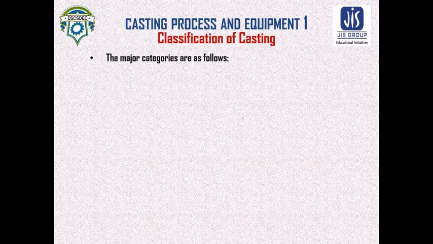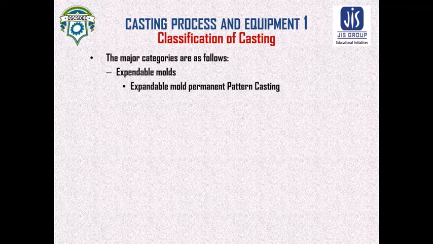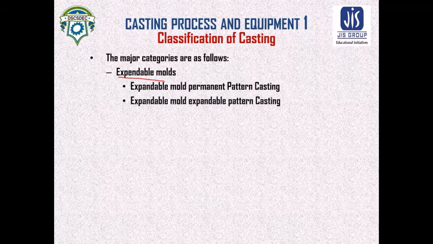The major categories follow: expendable mold casting. In case of expendable mold casting, the mold is not permanent. After each casting the mold is broken, so that's why it's named expendable mold casting. Expendable mold casting is further classified as expendable mold permanent pattern casting and expendable mold expendable pattern casting. Now here comes the permanent mold.